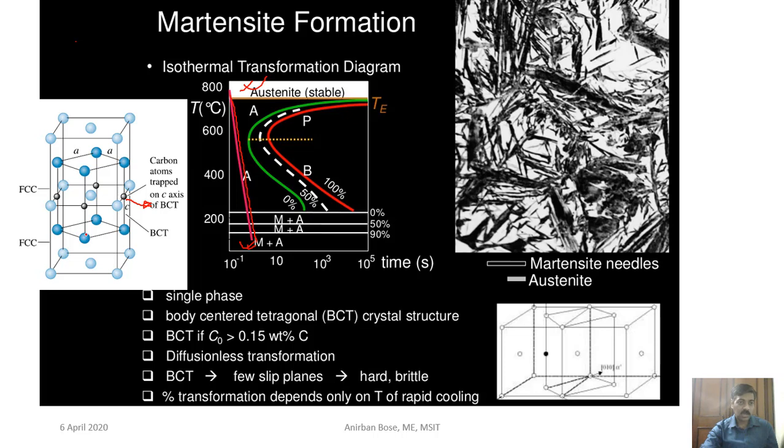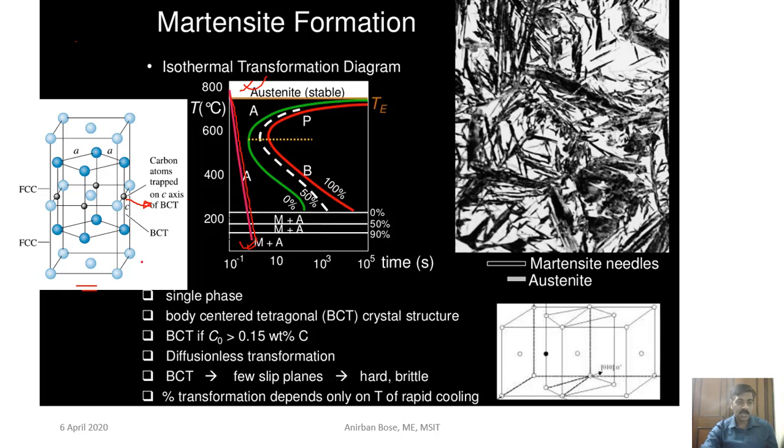a lot of carbon atoms are still there at a very low temperature. That means obviously it will be a highly stressed condition. So a very hard and brittle phase is what you will see in the martensite. So hardness is increased very high, but to use it properly, after that tempering is required.